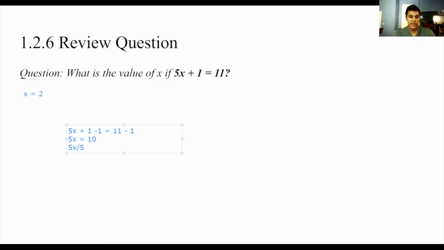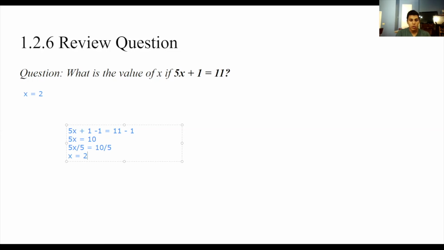So on the left-hand side, that changes my equation to 5x divided by 5 equals, and then on the right-hand side, I have to do the same thing, 10 divided by 5. 5x divided by 5, as I just said, is x. And then 10 divided by 5 is 2. And that's the way that you solve these questions.